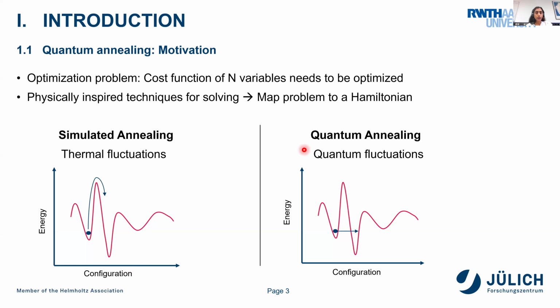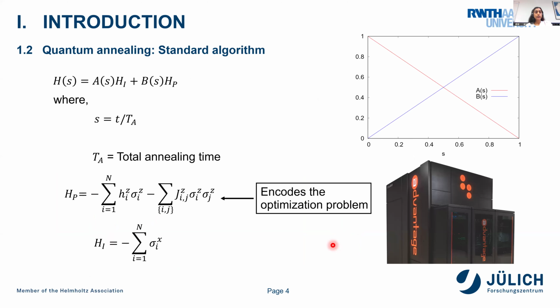Then the idea of quantum annealing is to replace these thermal fluctuations by quantum fluctuations in the hope that doing so will still facilitate the search for the configuration with the lowest energy using quantum tunneling. So how is this done? For this, we have what we call the standard quantum annealing Hamiltonian, which is given by this equation here.